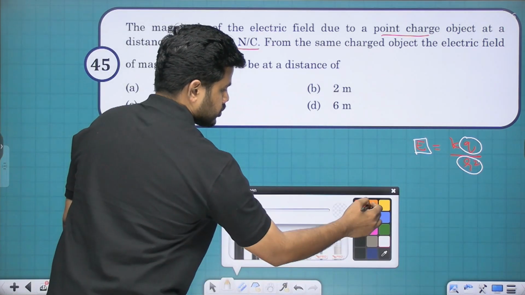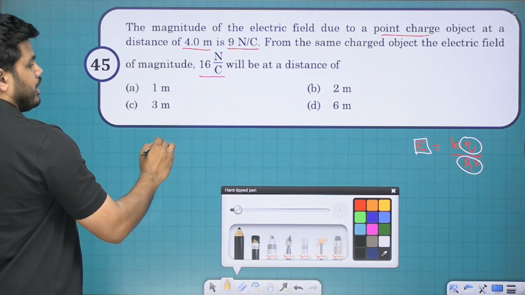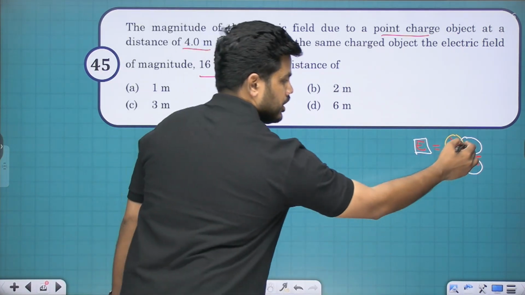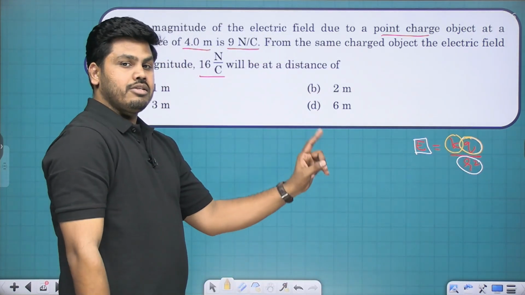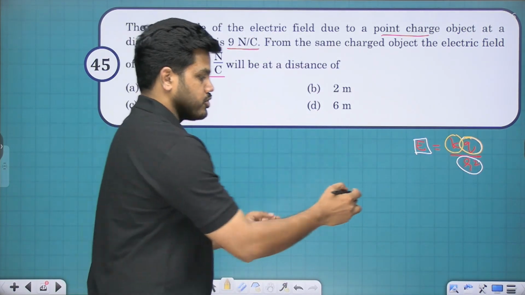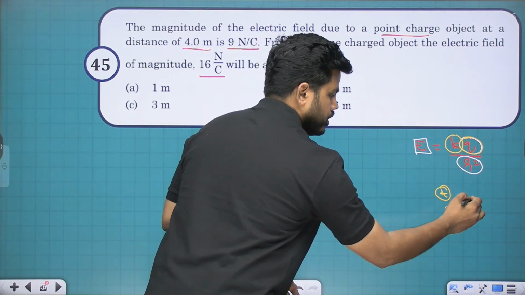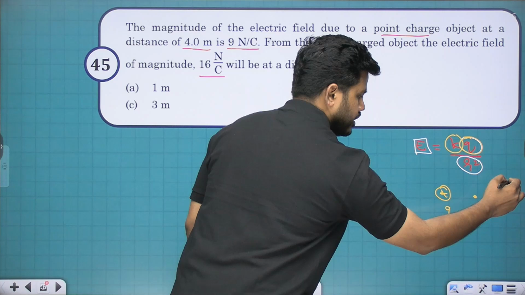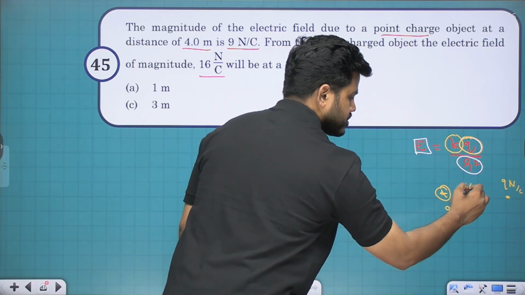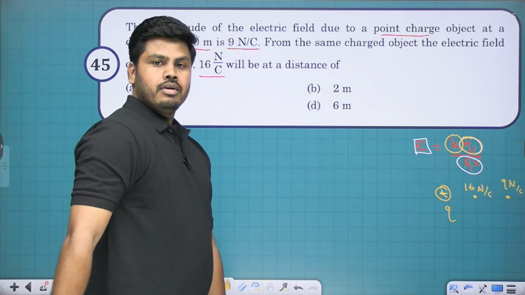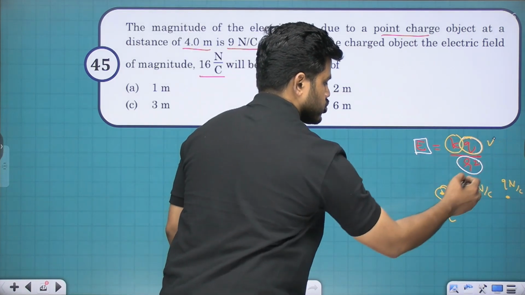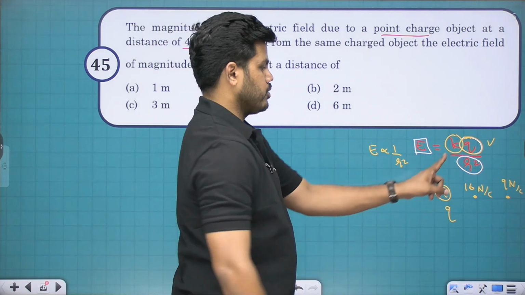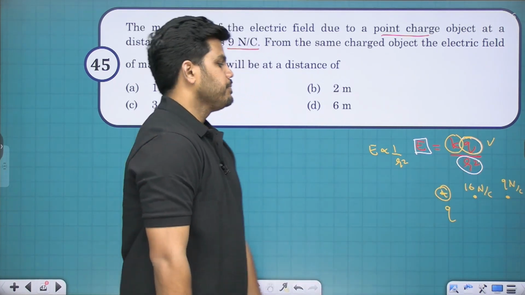Yes, let's see. So in the first case, we get electric field E. See, in this, K is a constant. Q is also the same in both the cases. We are going for the same point source charge. See, we have a source charge Q. This is one point, this is the other point. So same Q, right? In one point it was 9 Newton per coulomb. In the other point, it is 16 Newton per coulomb. So Q is also the same for both. So we can say E is proportional to 1 by R square, correct? Because K and Q are the same in both the cases.